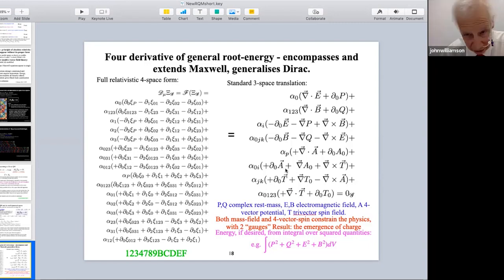This shows where the Aharonov-Bohm effect comes from, for example. But it doesn't only do that. These are extra constraint equations on solutions. Solutions become far more constrained than they are in the mere Maxwell's equations. So this is the central, if you like, slide of the talk. This is the new theory.